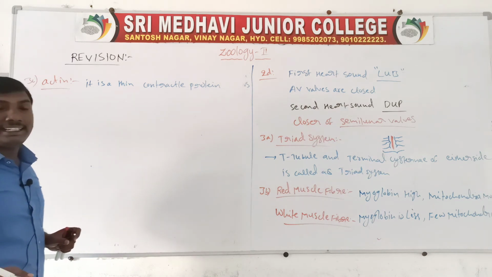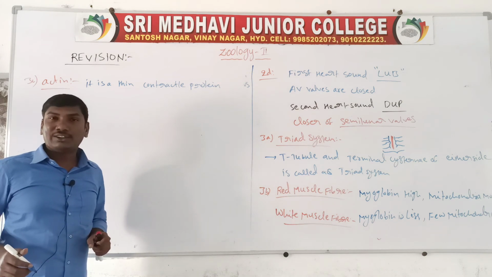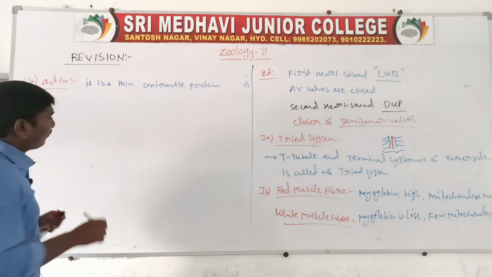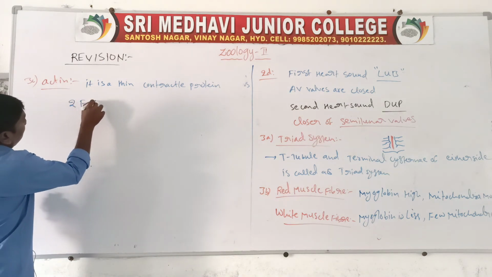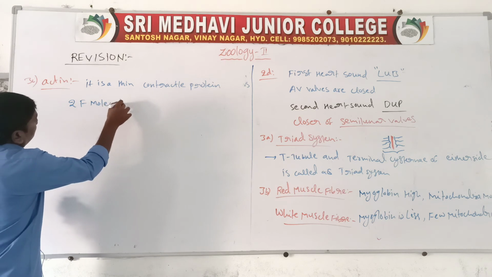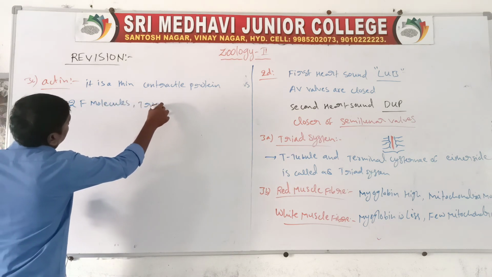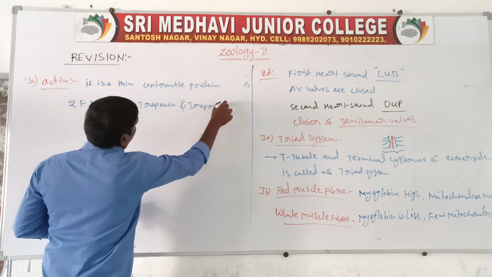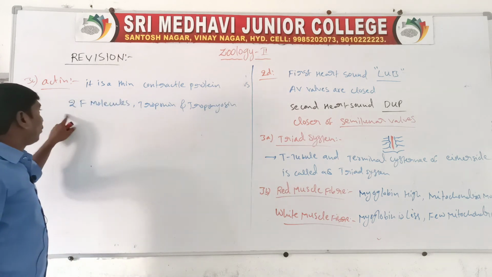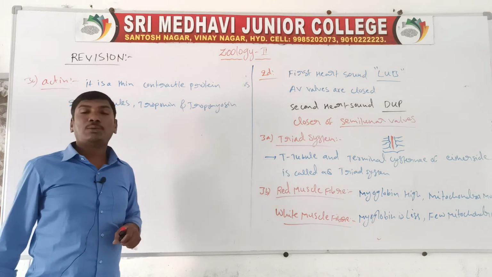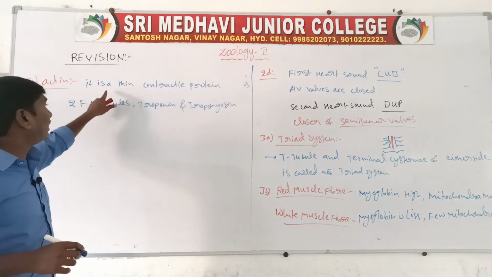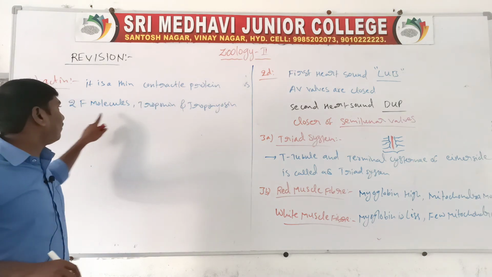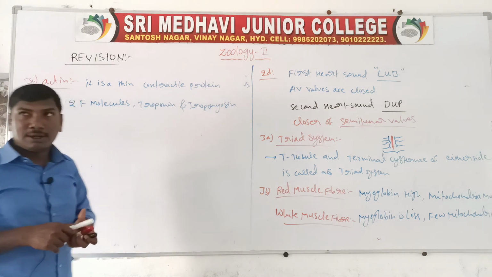Next, it contains muscle proteins: two F-actin molecules, troponin and tropomyosin. Actin is present as two F-actin molecules, troponin and tropomyosin. So actin is a thin contractile protein, present in the light bands.